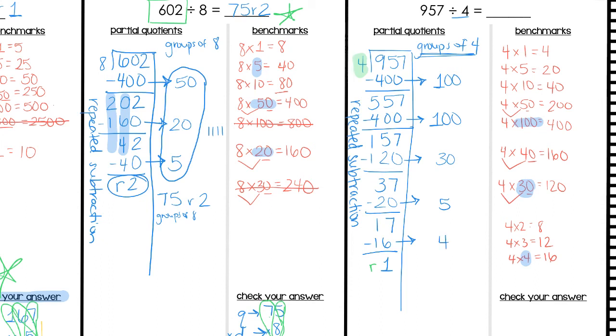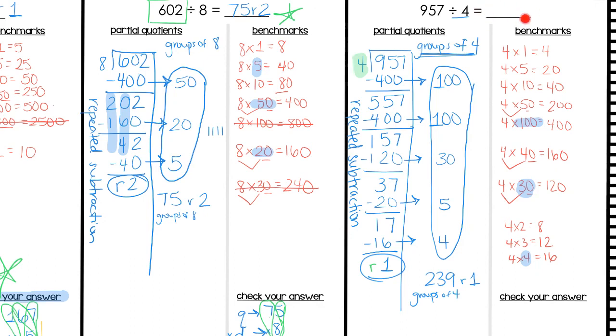So now I'm going to total all of these up. I'm going to add them together to find out how many total groups of 4 we have. 100, 200, 230, 235, plus 4 more is 239 groups of 4, with a remainder of 1. I'm going to write that answer up here. 239, remainder 1.